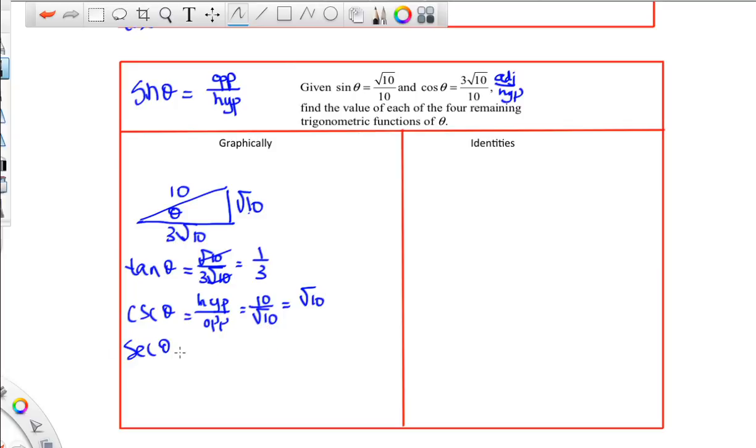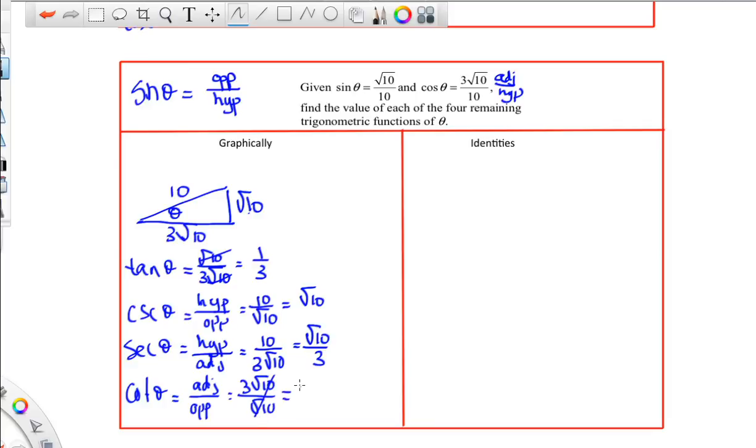The secant of an angle is the hypotenuse divided by the adjacent side, because it's related to the cosine. So the hypotenuse again is 10, but this one is 3 square root of 10. So if you multiply that one out, we should get square root of 10 over 3, right? What I mean is if you put a square root of 10 over here, and square root of 10 over here, so if we rationalize this, what I should have said. So we get the square root of 10 over 3, and then the cotangent of the angle is adjacent over opposite. That's 3 square root of 10 divided by square root of 10, so that cancels, so that's 3.